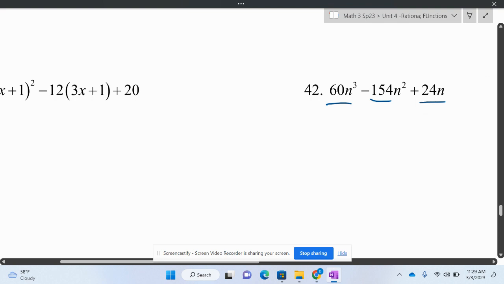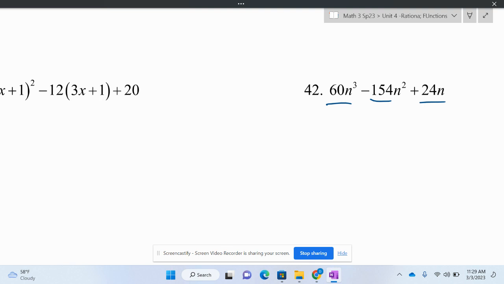Let's see. Is 154 divisible by 6? How do you know? Can I tell you how you know, without using a calculator? There's a trick. What is 1 plus 5 plus 4? 10. Is 10 divisible by 3? No. If it's not divisible by 3, then it's definitely not divisible by 6. The only way that a number is divisible by 6 is if it's divisible by 2 and 3, meaning it's got to be even and divisible by 3.